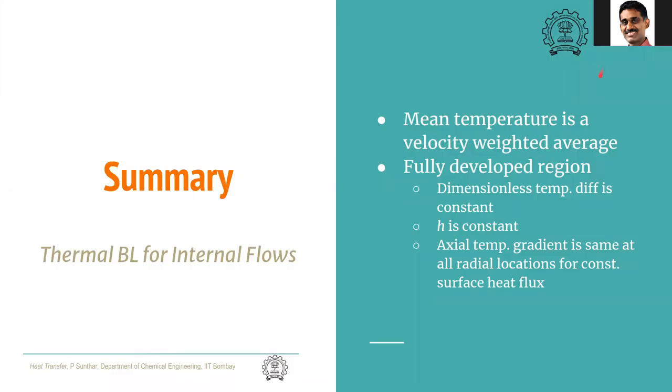To summarize thermal boundary layers for internal flows, we defined a concept called the mean temperature, which is not the regular average of a temperature, but it's a velocity weighted average in the radial direction. We also found that in the fully developed region, it is not that the temperature is constant, but the dimensionless temperature difference was constant and not changing along the flow direction. We also found that in the fully developed region, the convective heat transfer coefficient h is constant, and the axial temperature gradient is the same at all radial locations when the boundary condition is a constant surface heat flux. Thank you.